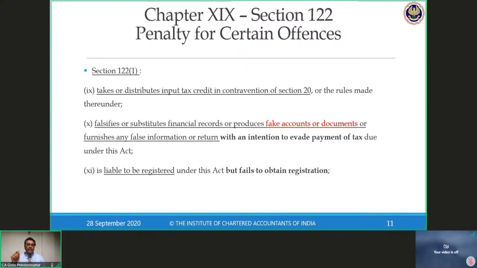Offences under section 122, registration bucket number 3 comes into picture here. Now this is an example where a person is liable to be registered but not registered. I'll come to another example. Sir, I am registered in the state of Kerala. I'm doing a business activity in the state of Telangana.